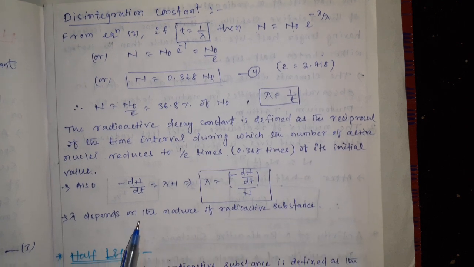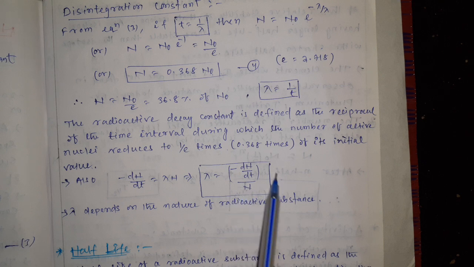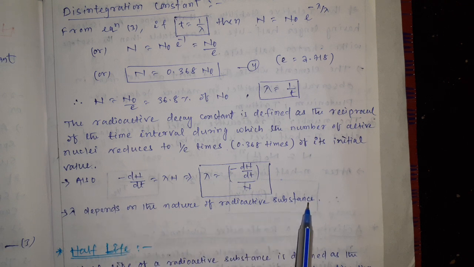So minus dN by dt equals lambda N. We can find the value of lambda: lambda equals minus dN by dt divided by N. This is another formula for the decay constant. Generally the decay constant depends only upon the nature of the radioactive substance, nothing else. It only depends upon the kind of radioactive substance we are taking.